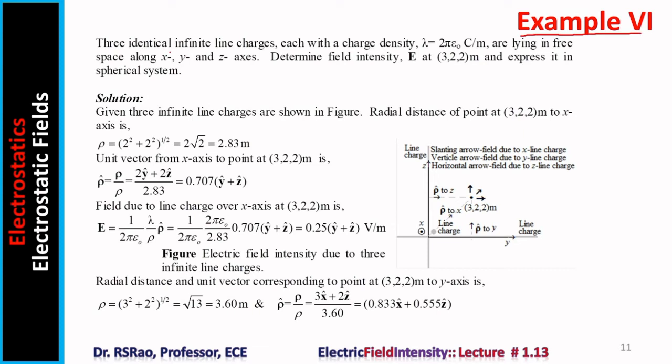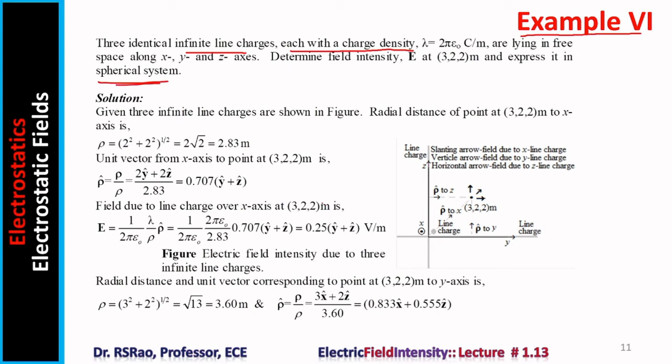Three identical infinite line charges, each with a charge density lambda equal to 2 pi epsilon naught coulombs per meter, are lying in free space along the x, y, z axis. Determine field intensity E at (3, 2, 2) meters and express it in the spherical system.